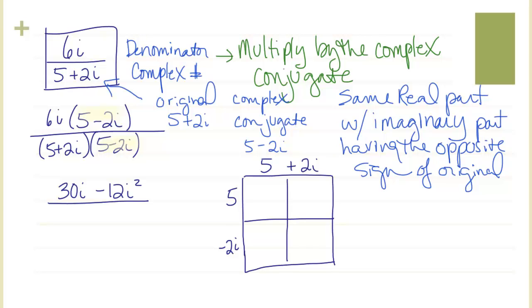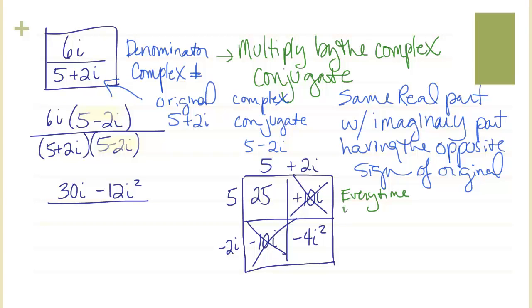So I'm going to times it by its complex conjugate. This is 25. This is 10i. Oh, look, this is negative 10i. And then negative 4i squared. So every time you multiply by the complex conjugate, these guys cancel each other out. And that will happen every time. So, do you have to do the box every time? If you want to, go ahead. If you see what I mean, it's just going to take up a lot of space.